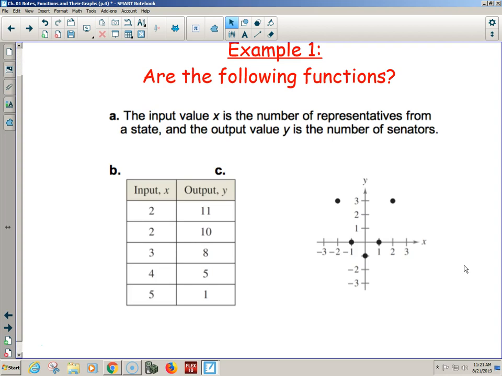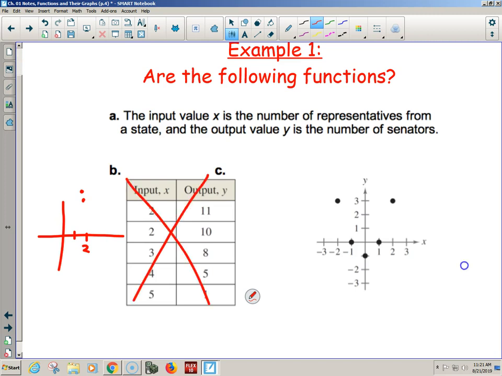Letter B, function or relation? Relation. Why can I only say it's a relation and not a function? Because if I was to graph these, wouldn't I have, at x equals 2, wouldn't it hit at both 10 and 11? One input putting out two outputs, so that's not good. Not for a function. It's only a relation, not a function.